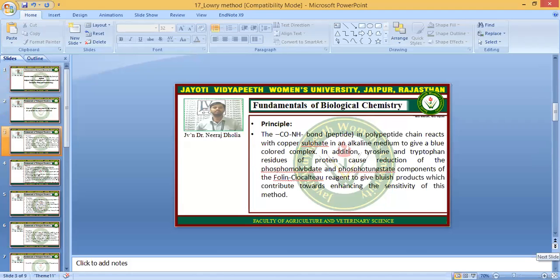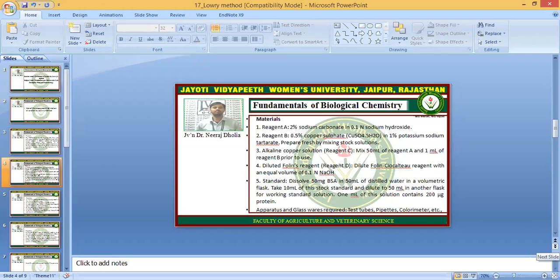So the peptide bond in the polypeptide chain reacts with copper sulfate in an alkaline medium to give a blue colored complex. In addition, tyrosine and tryptophan residues of proteins cause reduction of the phosphomolybdate and phosphotungstate components of the Folin-Ciocalteu reagent to give a bluish product, which contributes towards enhancing the sensitivity of this method.